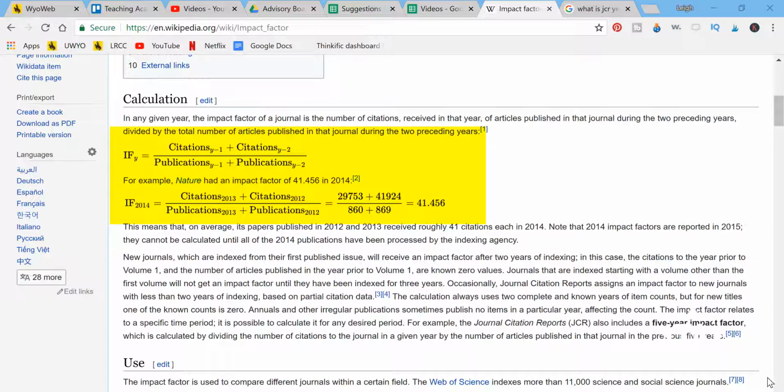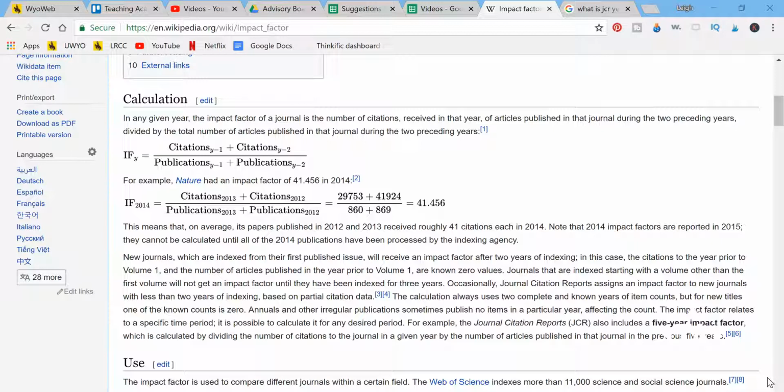You add those together, all right? And then you look at how many articles were published in Nature in 2013, which was 860, and how many were published in 2012, which was 869, okay? You add those numbers up, the total number of times articles in 2012 and 2013 published in Nature were cited anywhere, and you divide that by the total number of publications in Nature in 2012 and 2013, and this gives you a number, gives you 41.456, which means that on average, papers published in Nature in 2012 and 2013, each one received about 41 citations each in the 2014 year.